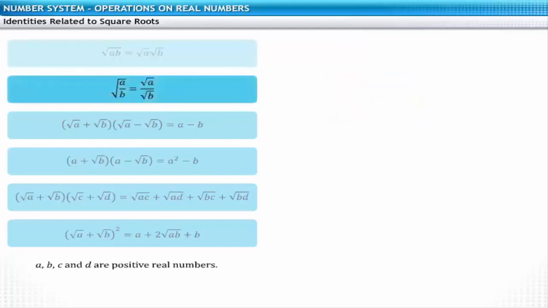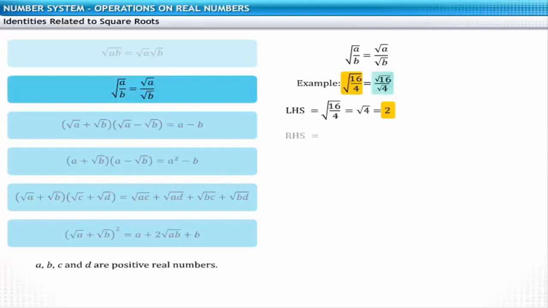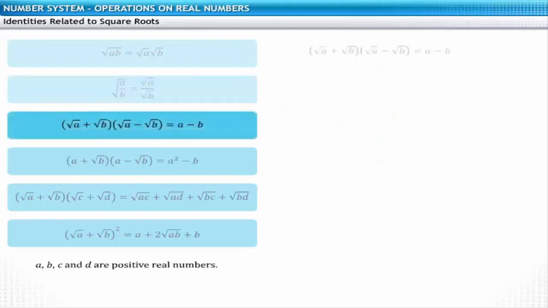The second identity is the square root of A divided by B is equal to the square root of A divided by the square root of B. Let's take this example. The left-hand side of the example is the square root of 16 divided by 4 equal to the square root of 4, which is equal to 2. Similarly, on simplifying the right-hand side, we get 2. Thus, it is verified.